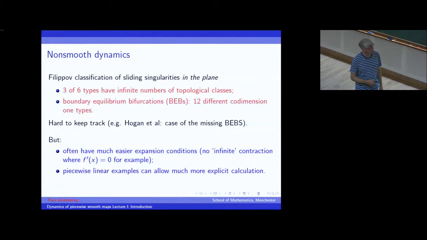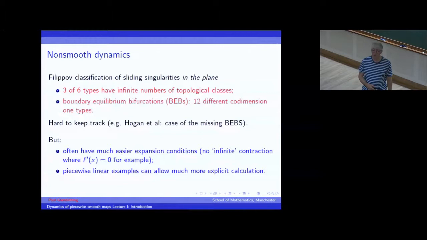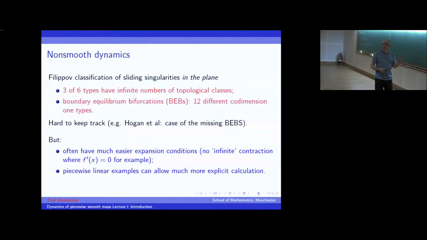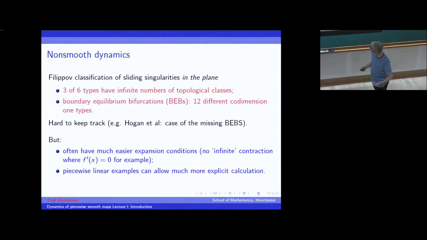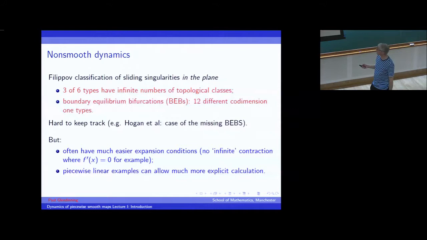Also, piecewise linear examples, we're pretty good at manipulating linear equations. So you can often go much, much further with the piecewise linear than you can with the smooth, simply by keeping very careful track of what you're doing. It's a composition of linear maps, which is basically multiplying matrices together.